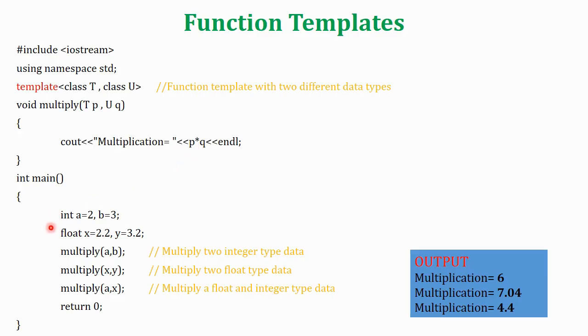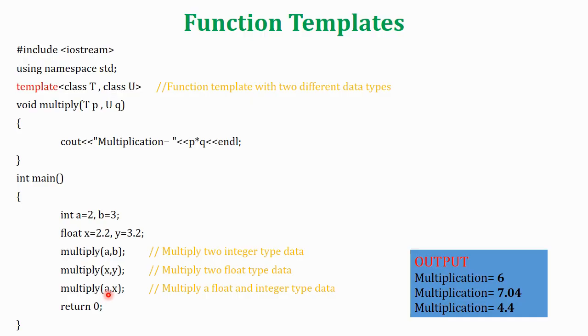So now we are passing integer values, a equal 2, b equal 3. Then float x equal 2.2 and y equal 3.2. So multiply a comma b. A comma b, both are integer, right? So now T becomes integer, U becomes integer, then it will do the integer operation, then it will print. And control comes to here. x comma y. So both are float, right? So now T becomes float and U becomes float, then it will do the float operation, then we will get the result. And control comes to here.